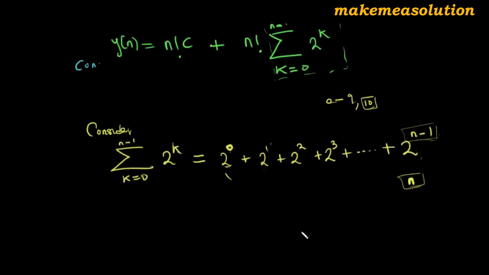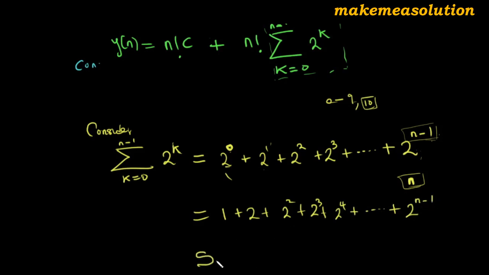Since we have n terms, this is a series: 2 to the power of 0 is 1, then plus 2, plus 2 squared, plus 2 cubed, plus 2 to the 4, plus dot dot dot, plus 2 to the n minus 1. So this is a geometric series. I remember the sum of the first n terms of a geometric series is given as a times r to the power of n minus 1, all over r minus 1.